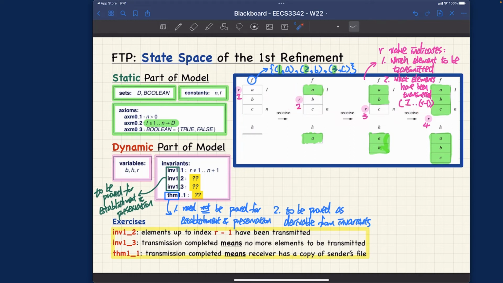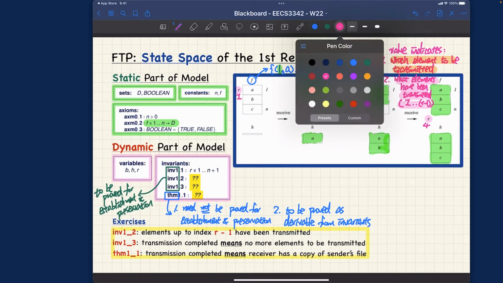Let's take a look at another example. When r is actually equal to 3, what does that indicate? It indicates, number one, the element at index 3 is ready to be transmitted, but not yet. So that's point number 1. And point number 2, all the elements at index from 1 until 3 minus 1, which will be 2. So index 1, index 2, they have been transmitted to the receiver side. Right? So these are the two important insights you want to remember. Which element is to be transmitted, and more importantly, what elements have been transmitted already. So that's the r minus 1 you want to really pay attention to.